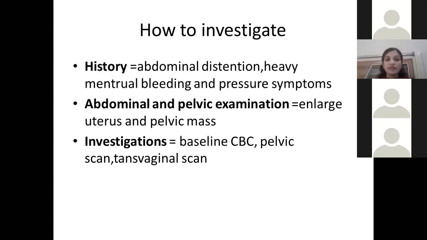And then we advise a scan to the patient, that is pelvic scan and transvaginal scan. The pelvic, abdominal scan is usually used if the mass is large, right? And if the size of the mass is very small, we advise the patient a transvaginal scan. So that will confirm the diagnosis of fibroid, right?